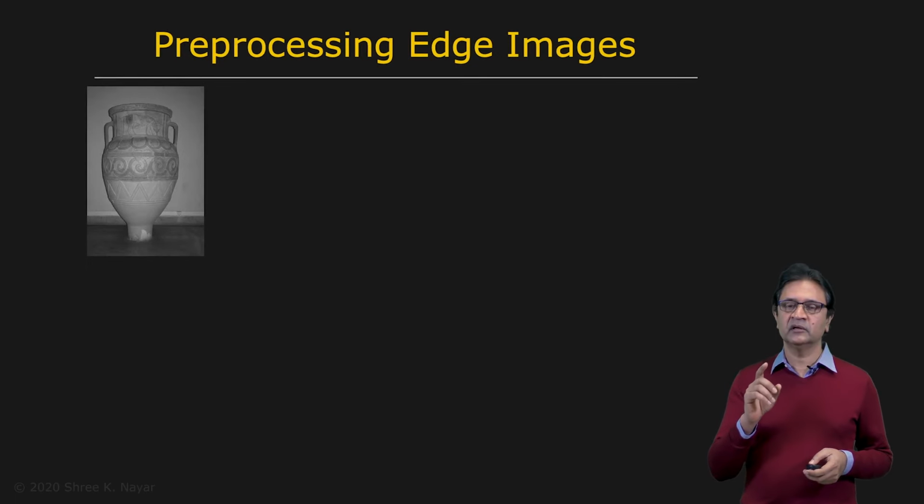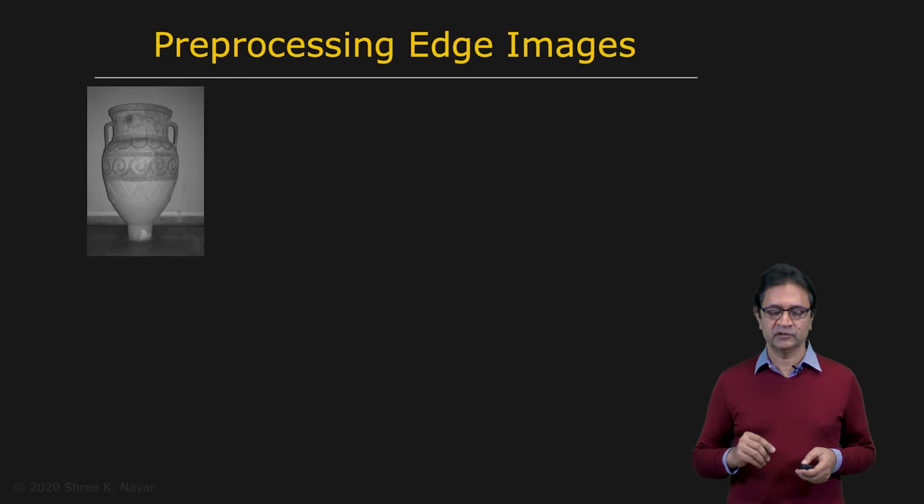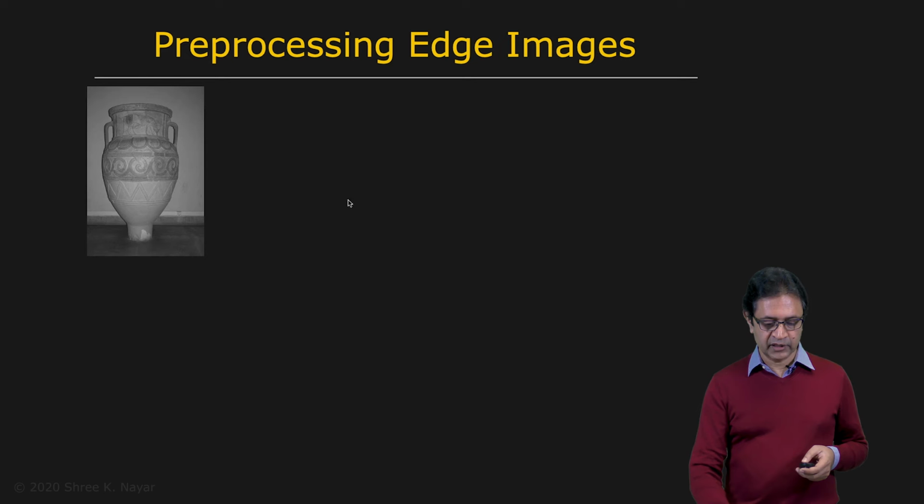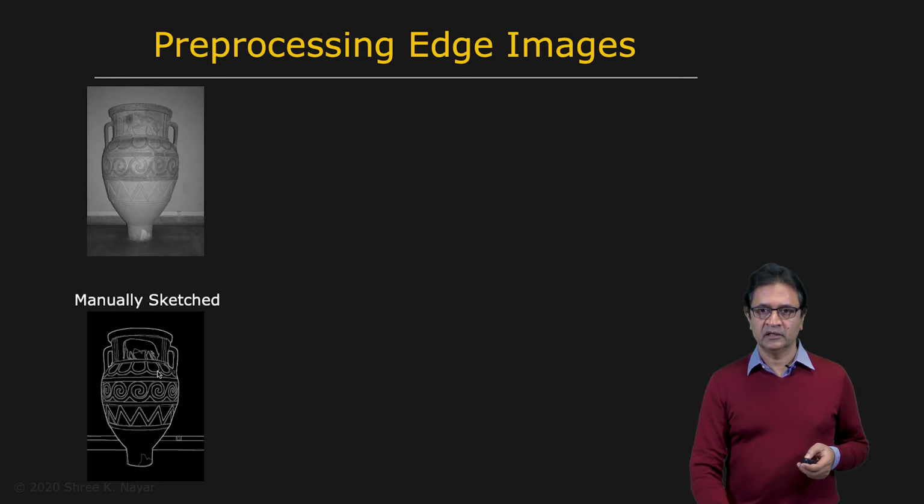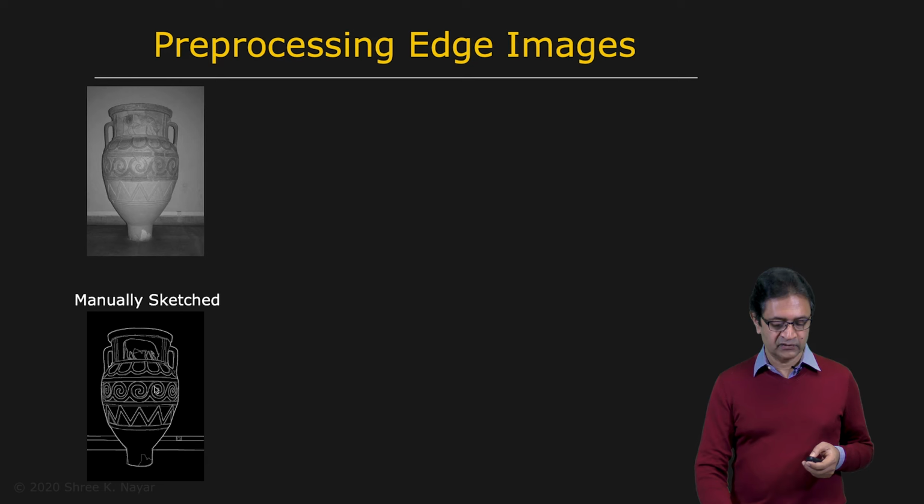First, let's talk about pre-processing edge images. So here is an image of a vase, seems like a simple image, and what you want to do is to come up with a boundary detection output that looks like this. But this is highly aspirational, because this image has actually been manually sketched. It's been hand sketched. And that's why it has these very clean, clear boundaries.